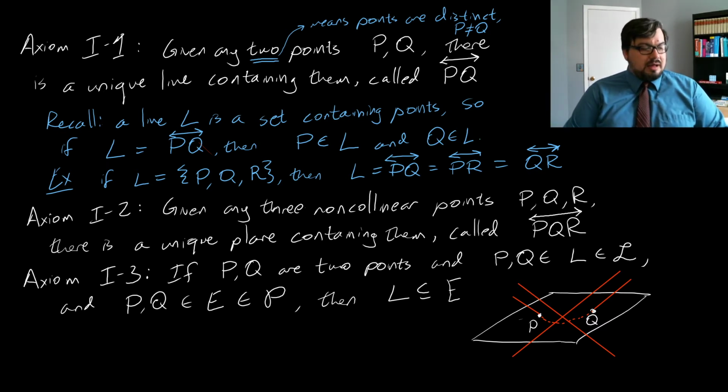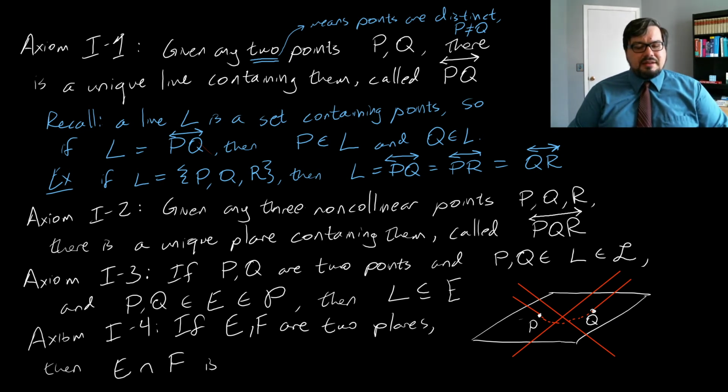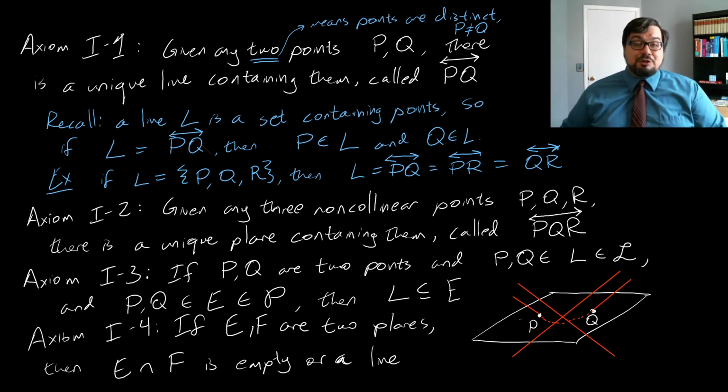All right, so let's look at axiom I4. Axiom I4 says that if E and F are two planes, then E intersect F is empty or a line. So this is telling us how two planes can interact with each other.